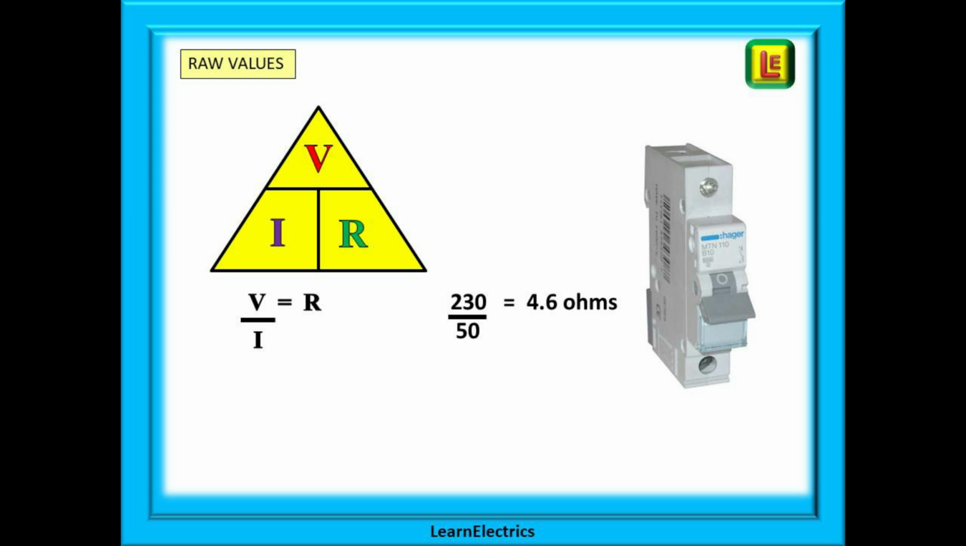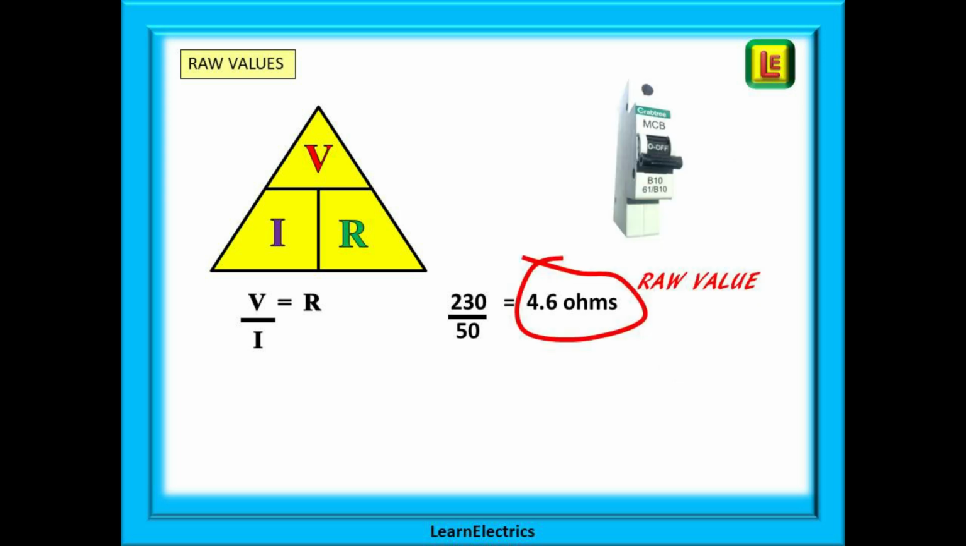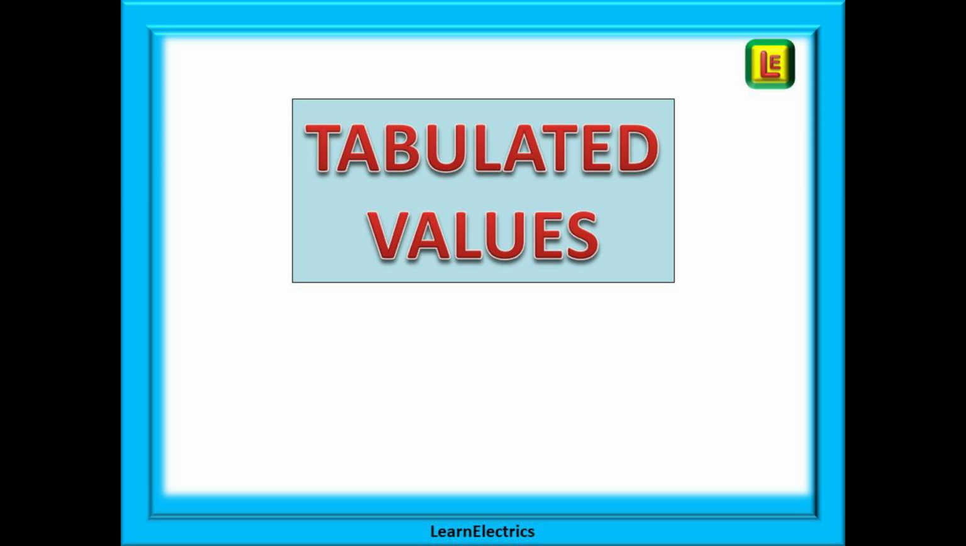Using Ohm's law, we know that the nominal voltage divided by the amps will give us the resistance or impedance. So 230 volts divided by 50 amps equals 4.6 ohms. This 4.6 ohms is our raw value for working out ZS. Now we have a number we can move on to calculating tabulated values.